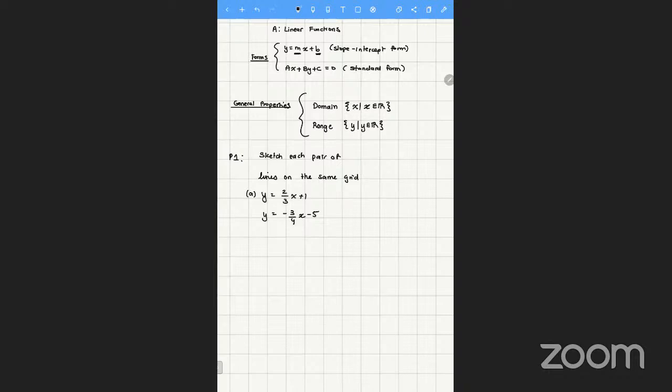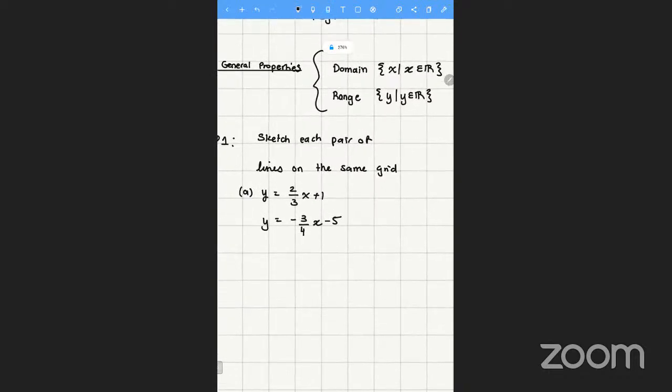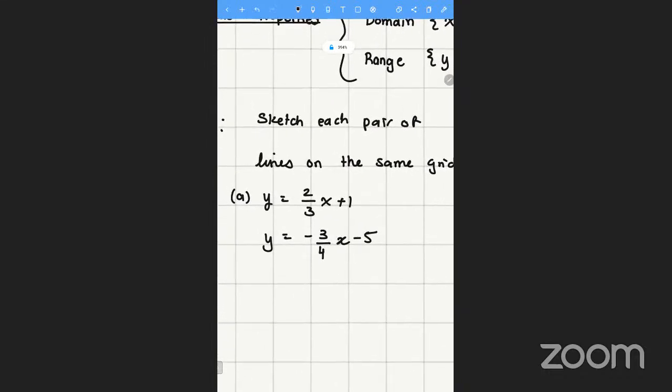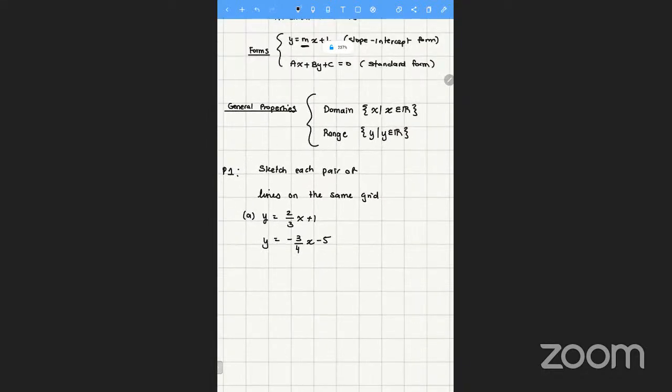What did you write underneath it? That's a y. That's a 4. Is this B, number B? This is B. Each pair of lines on the same grid. Each pair. Okay, that's why I'm giving you two equations. First, on the same xy grid, you're going to sketch the lines, okay?